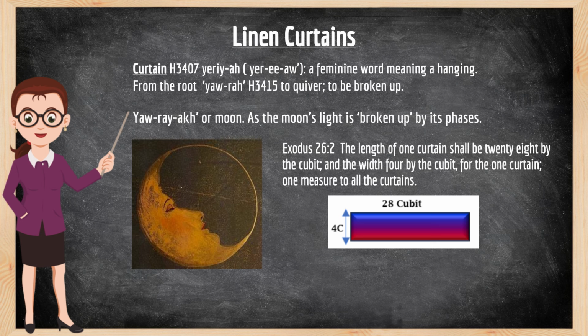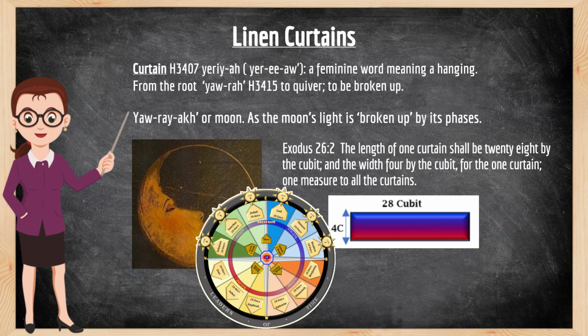Exodus 26:2. The length of one curtain shall be 28 by the cubit, and the width 4 by the cubit. For the one curtain, one measure to all the curtains. So all the curtains are going to be 28 cubits by 4 cubits. Now, we know within the creation cycle that there are 4 quarters to the division of time, where every 28 days the moon moves through one of its sidereal stations. Just as the camp kept the lunar time, the linen curtains reflect this same lunar cycle.